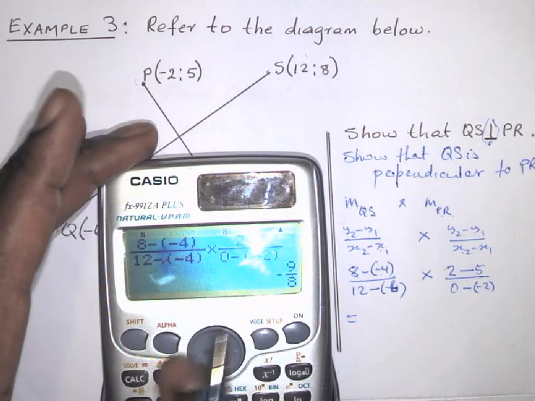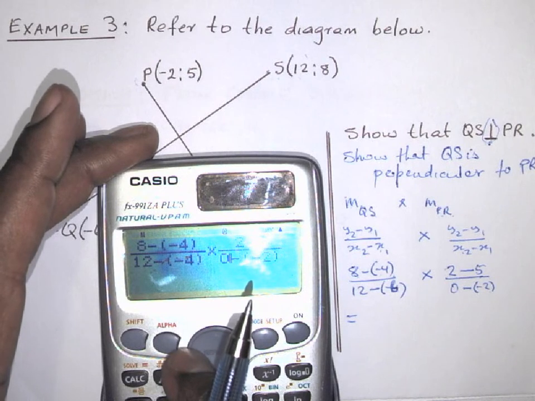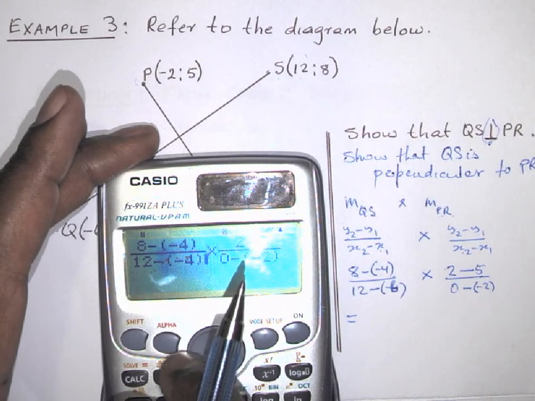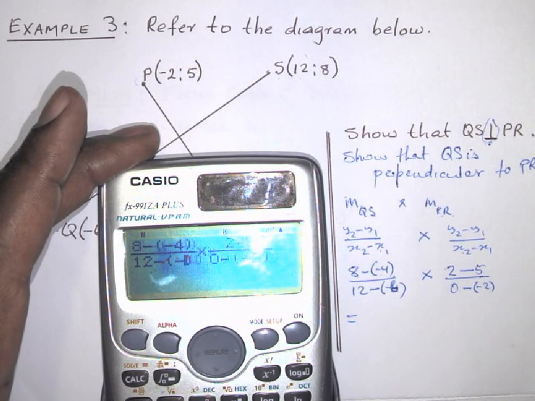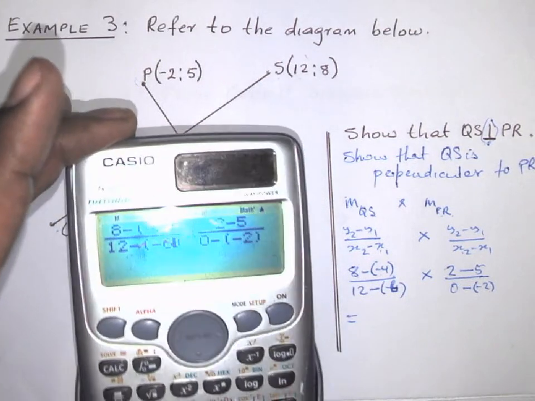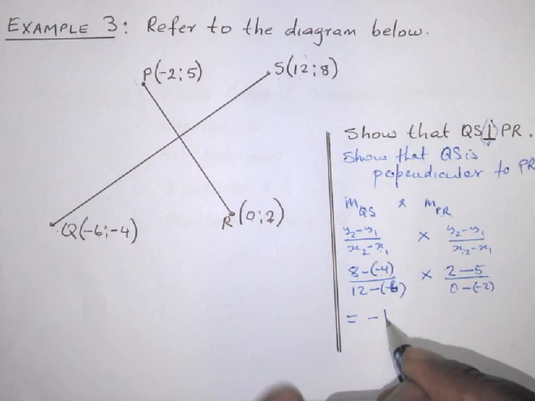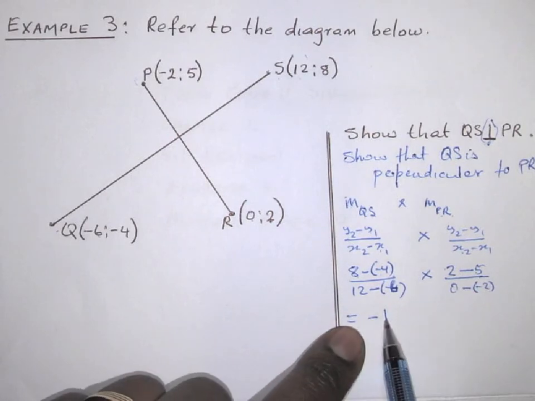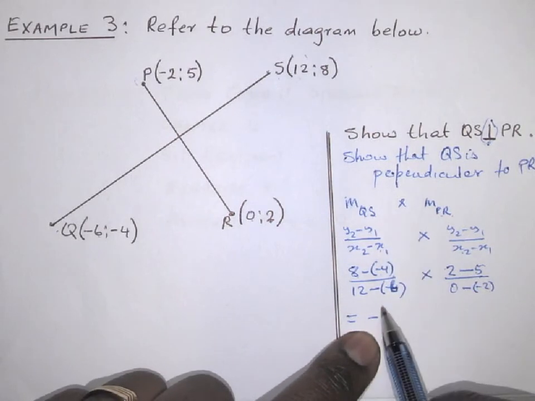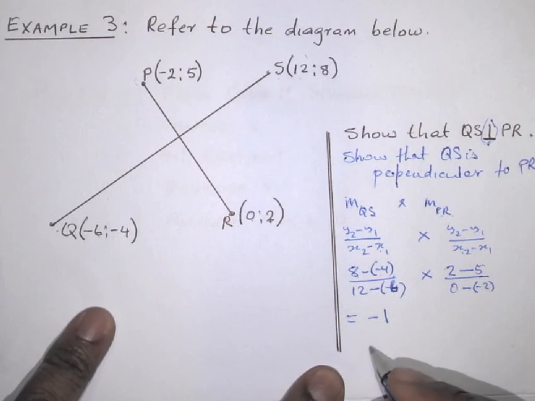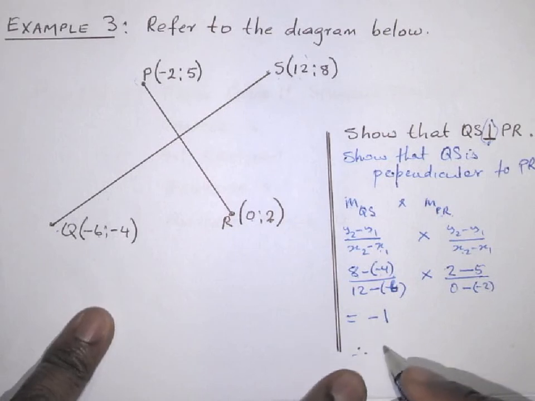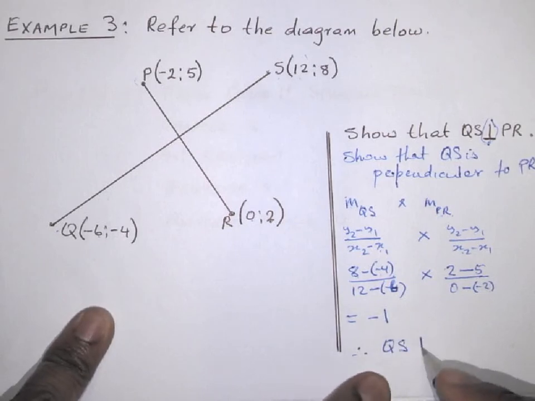Now let's check in the calculator, putting things in correctly. There you go, that's supposed to be minus 6. They've got minus 6 over there. Let's check the answer. The answer is minus 1. Aha, it's minus 1. The product of the gradients is minus 1. Then we can conclude and say, therefore, line QS is perpendicular to line PR.